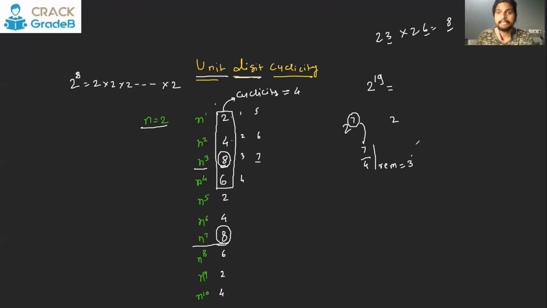So you take this 3 and you raise it as the power of 2. And 2 raised to the power 3, as we know, is 8, or it ends with 8. 2 raised to the power 7 will also end in 8. So I hope you got what to do now.